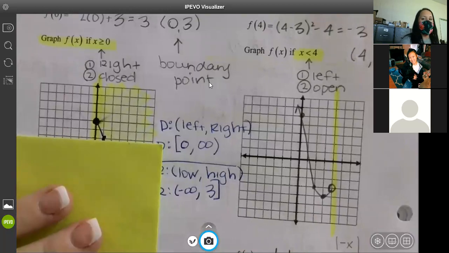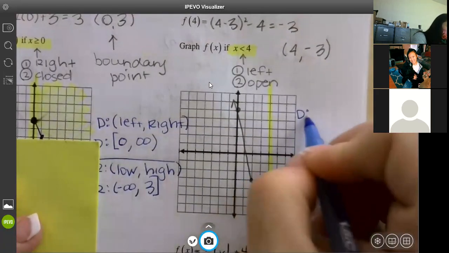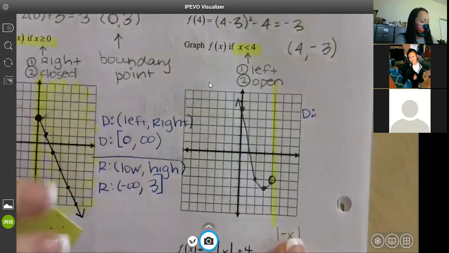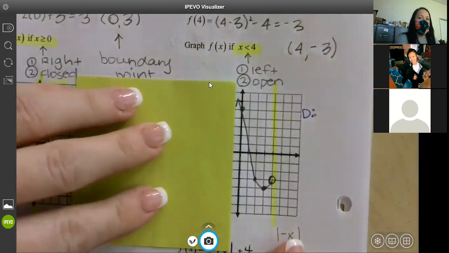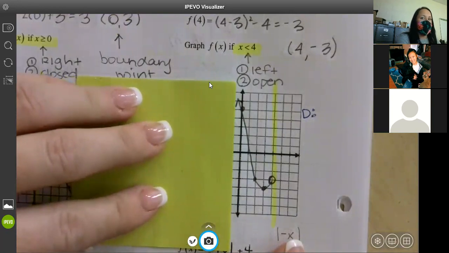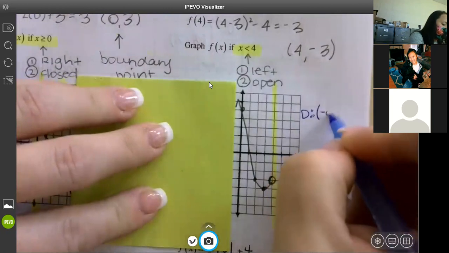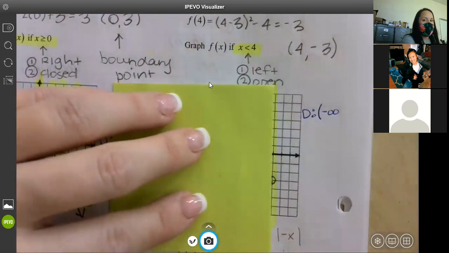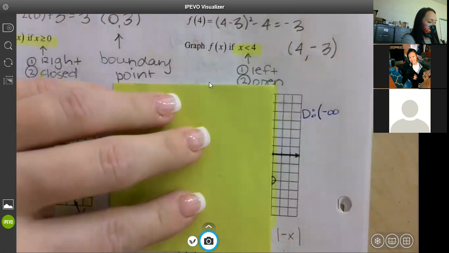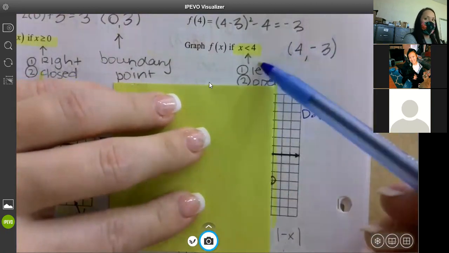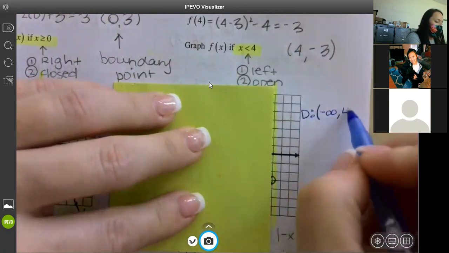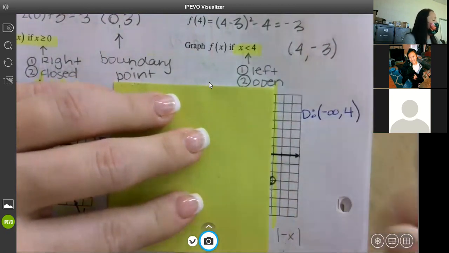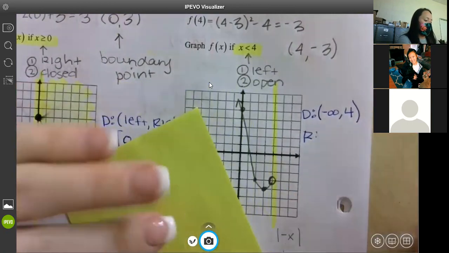Okay. Look at your next one. Domain on this one. We're going to start on the left and we're going to go across. What do you see? An arrow means negative infinity. Make sure it's negative because we're going to the left. As we go to the right, we get stopped at this boundary. What was our X boundary? 4. Is it bracket or parentheses? Why is it parentheses? Because it's an open circle. Very good.